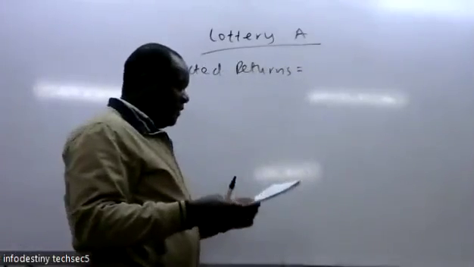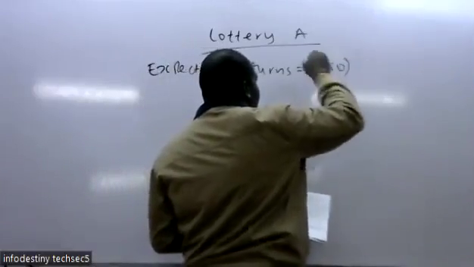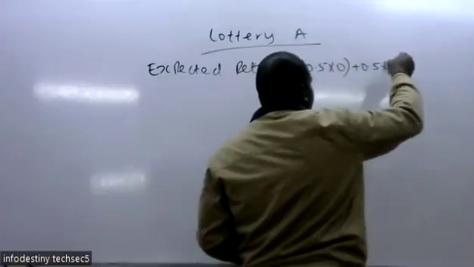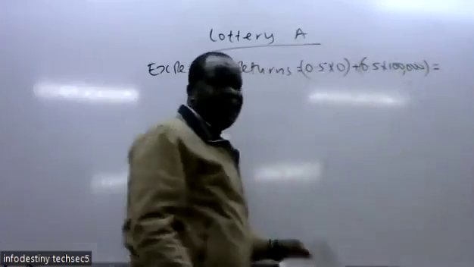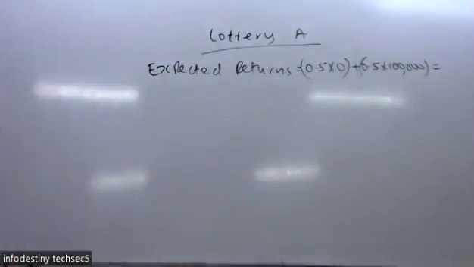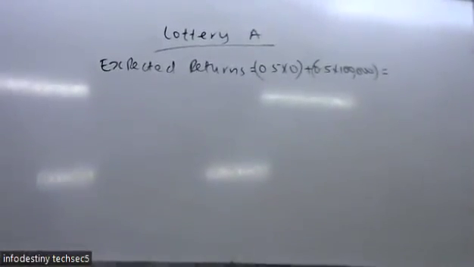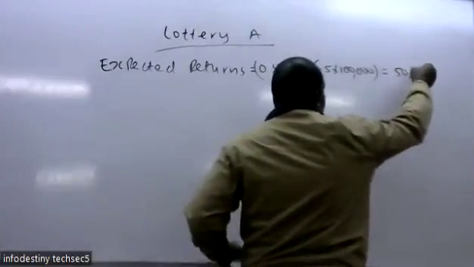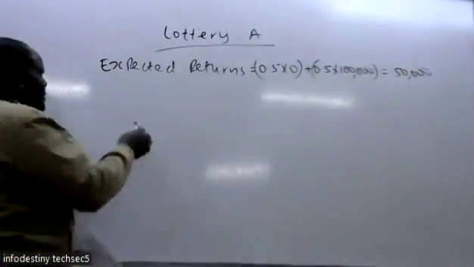To get the expected returns, there is a 0.5 chance of receiving 0, and also a 0.5 chance of receiving 100,000. We need to combine them together and see what our expected returns should be. It should give us a value of 50,000. So we compare that with the price to pay.